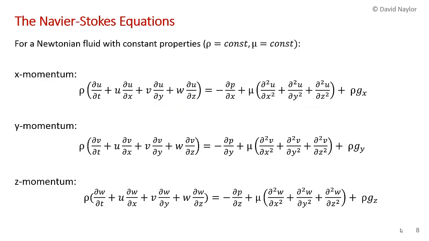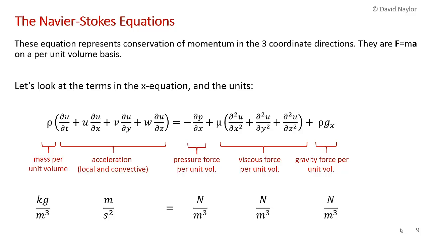So as I mentioned in the introductory video for Chapter 4, these are the equations that are solved in computational fluid dynamics codes for fluid flow. There are some exact analytical solutions, and we'll be talking about a couple of those in the next video. But for now, let's investigate the meaning of the terms a little bit more so that you understand the Navier-Stokes equations. As I mentioned, these equations represent conservation of momentum in the three coordinate directions.